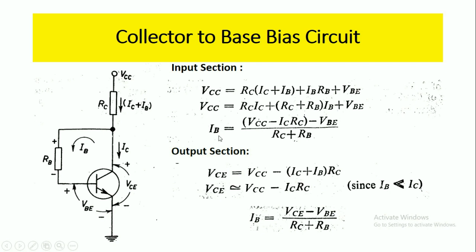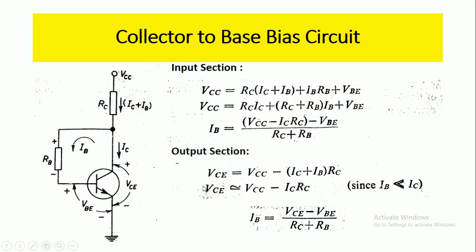We got that base current IB, and when you're going for the output section, you will get VCC equal to RC into (IC plus IB) plus VCE. From this you extract VCE, the collector to emitter voltage: VCE equals VCC minus (IC plus IB) into RC. But here the base current IB is much less than the collector current IC, so we can neglect it, so that VCE equals VCC minus IC RC.